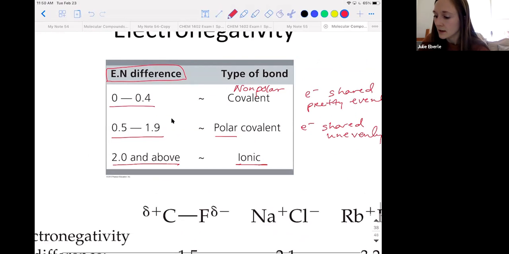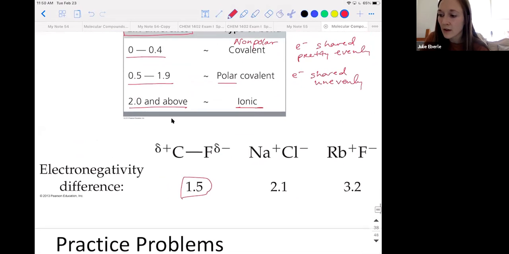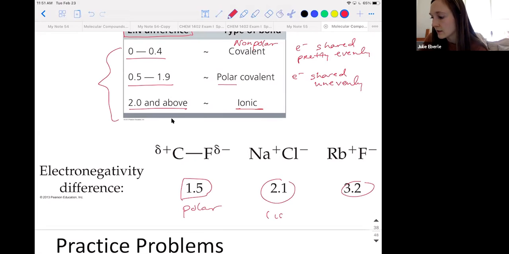All right, so if you're looking at these 3 bonds down here beneath the table, it's already calculated the electronegativity difference for you. And if you had to classify them as nonpolar, polar, or ionic, I think you could do that, right? You're just looking at these numbers and seeing where they fall in these ranges. So obviously carbon to fluorine would be polar, and these other two bonds are above 2, so these would be ionic.